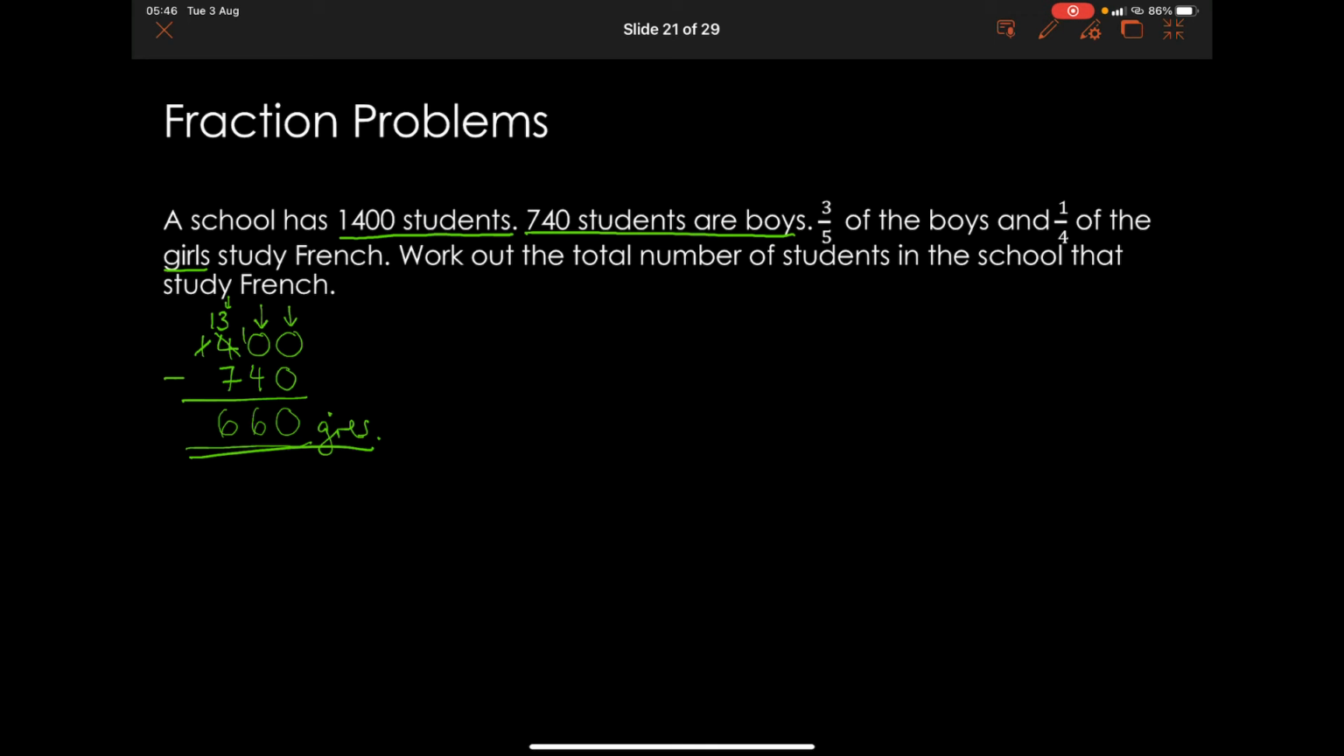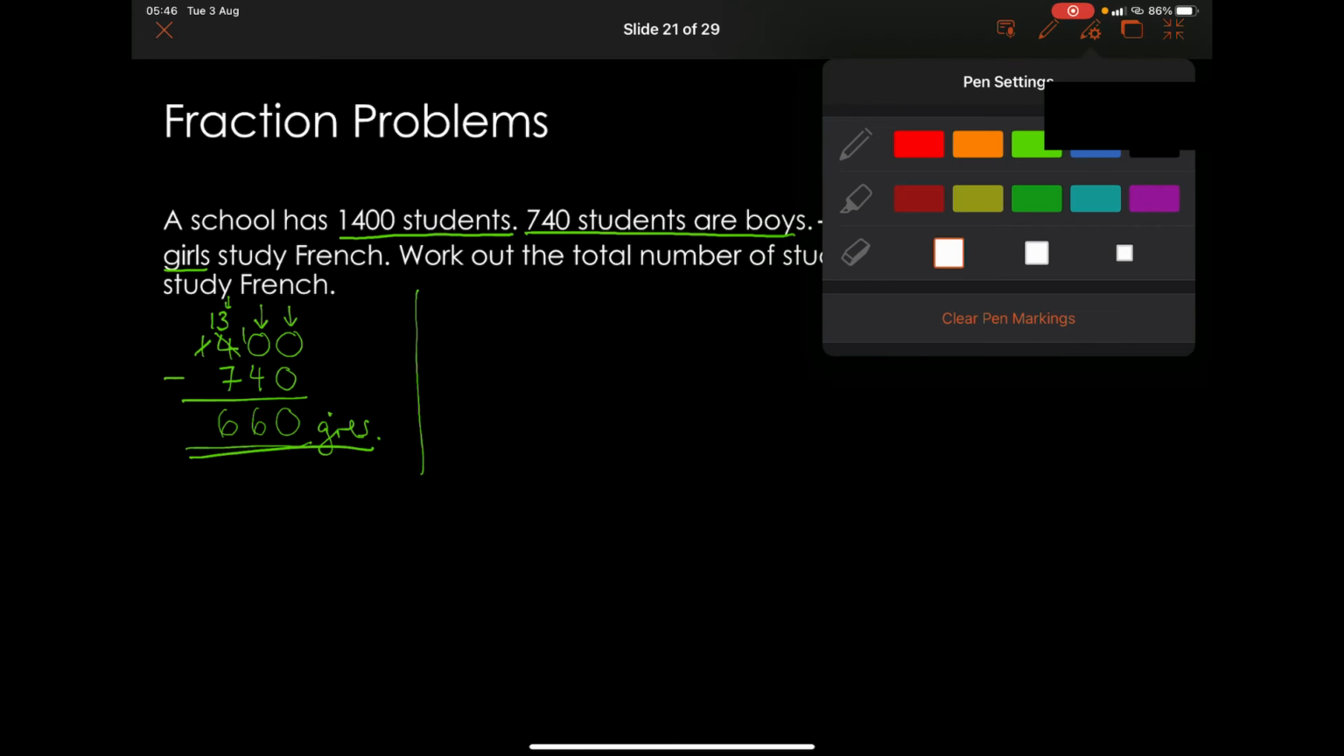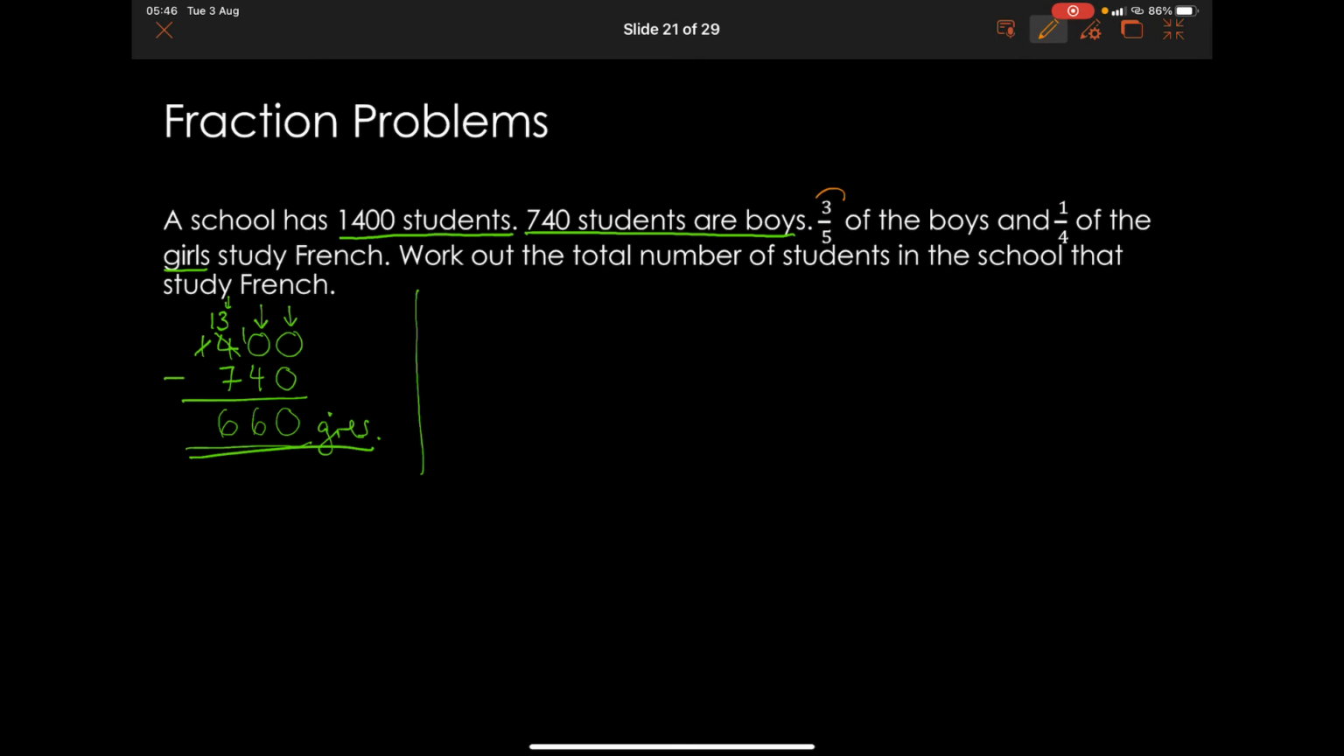Okay, lovely. Now, the fraction part of my question is telling me that 3/5 of the boys study French. So 3/5 of the 740 boys. Okay. It then tells me that 1/4 of the girls, so 1/4 of 660 girls. Okay, so that's what I've got to work out first.